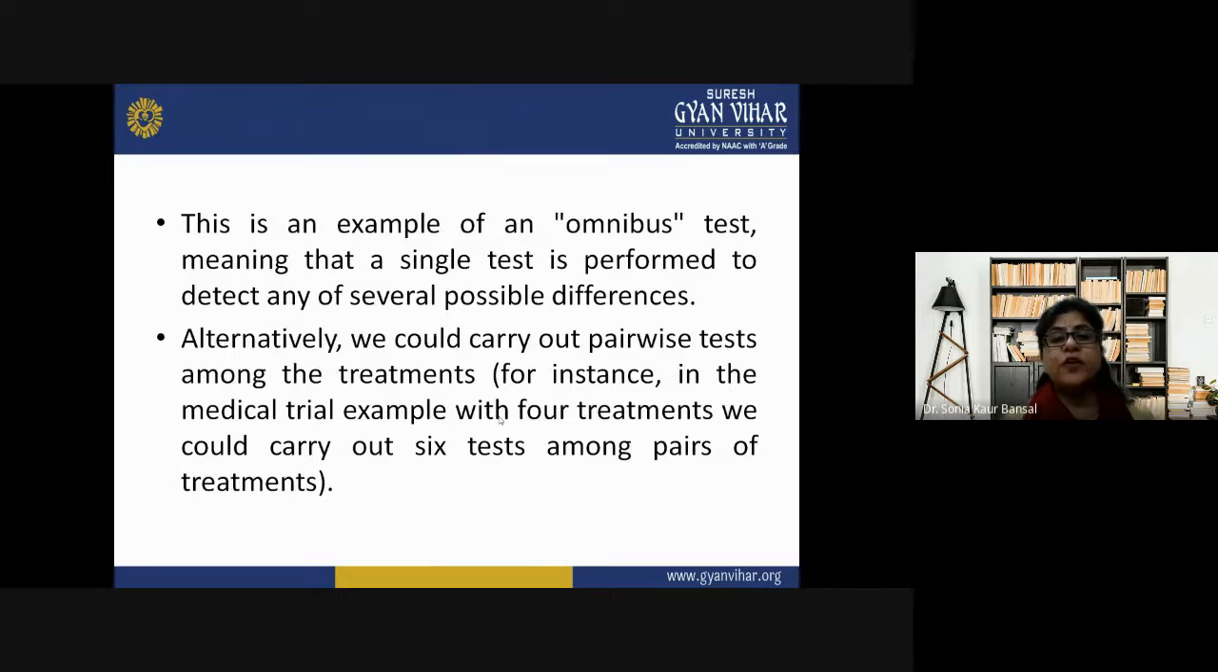Now, this is an example of an omnibus test. An omnibus test means that a single test is performed to detect any of several possible differences, to find out whether they exist or not. Alternatively, we could carry out pair-wise tests among the treatments. For example, in the medical trial example with 4 treatments, we could carry out 6 tests among pairs of treatments. So this is something that can be done simultaneously.